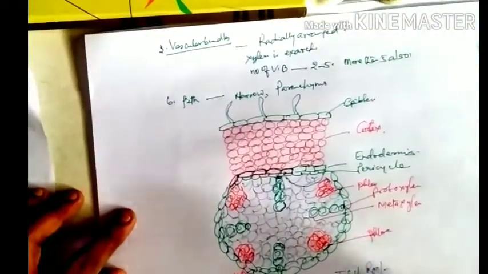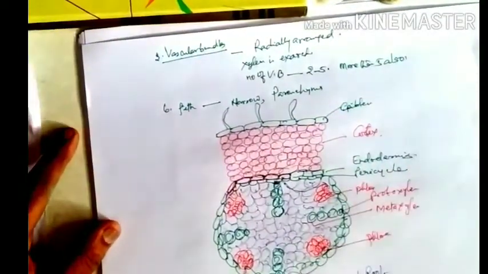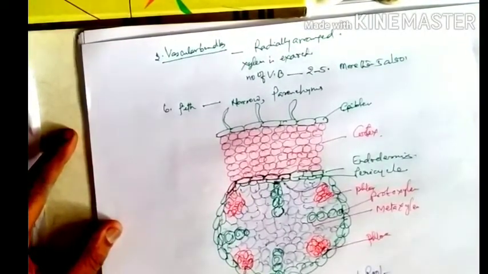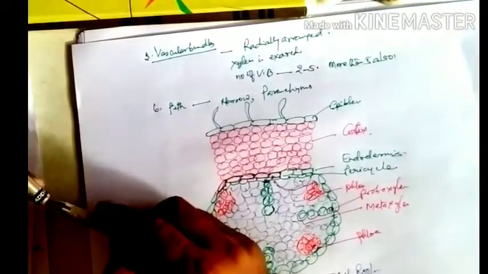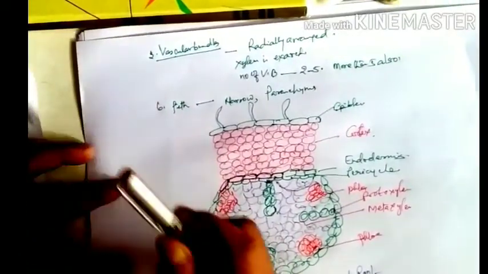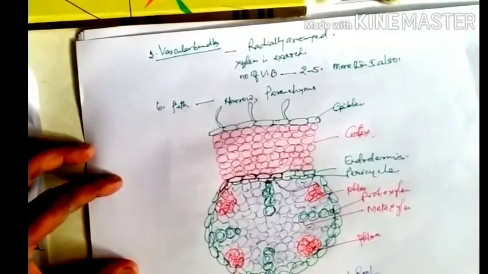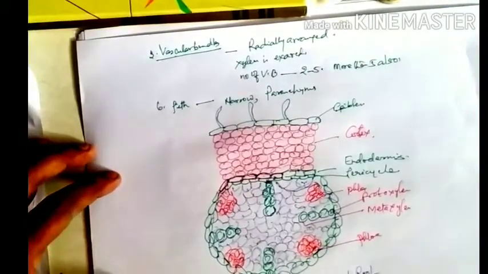So this is all about the dicot root, and when we meet in the next class, we will see the internal structure of the monocot root, and later on we shall see their differences. So the class is now complete. Thank you very much.